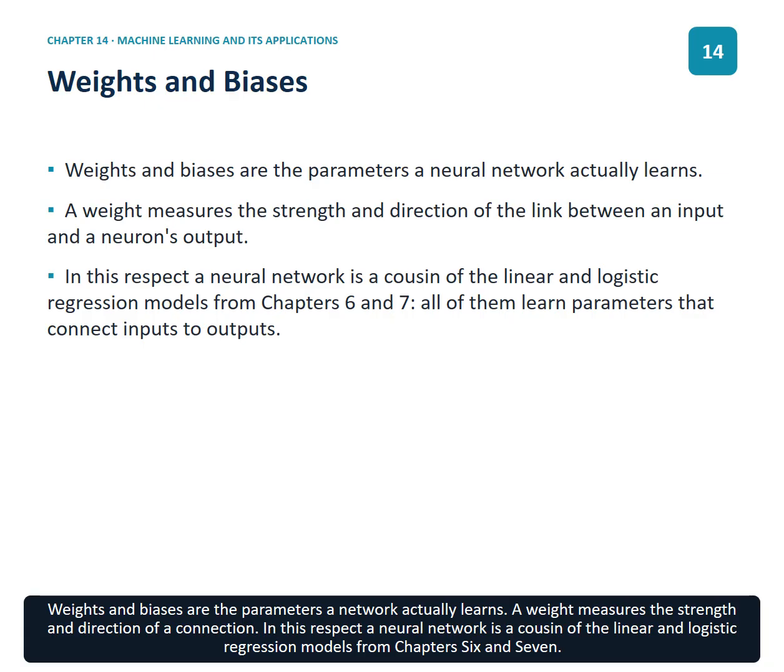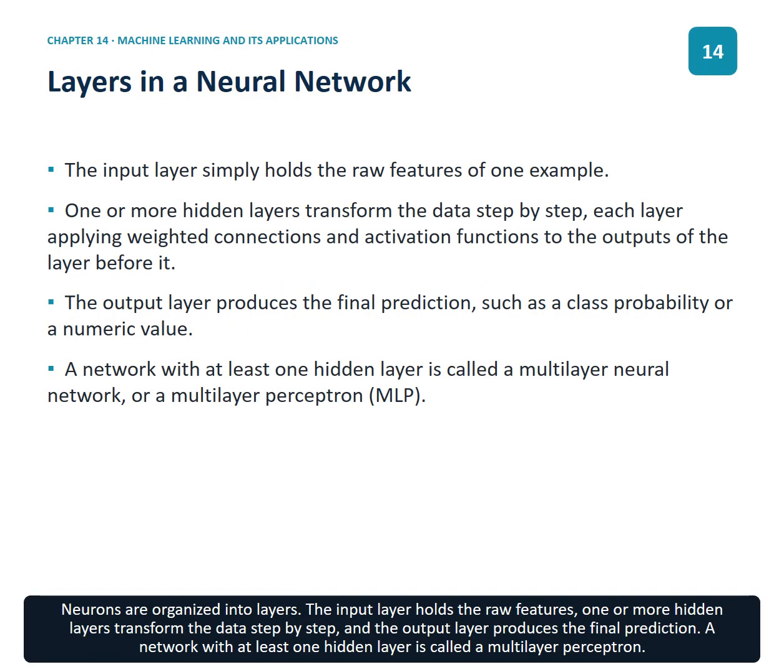In this respect, a neural network is a cousin of the linear and logistic regression models from chapters 6 and 7. Neurons are organized into layers. The input layer holds the raw features. One or more hidden layers transform the data step by step, and the output layer produces the final prediction. A network with at least one hidden layer is called a multi-layer perceptron.